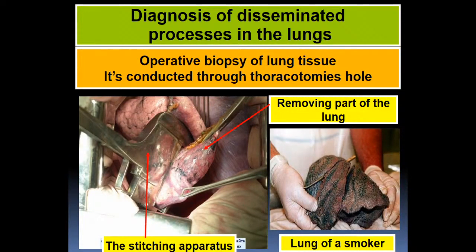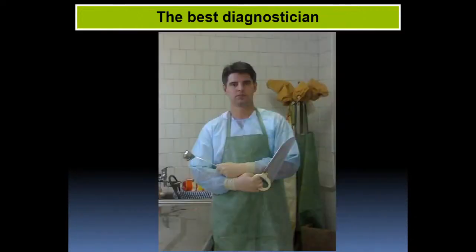Also, we use operative biopsy of lung tissue after operation, after resection of different parts of the lungs. The material is investigated with histological investigation also. It's conducted through the thoracotomy hole. And who is the best diagnostician? This is the pathologist-anatomist.